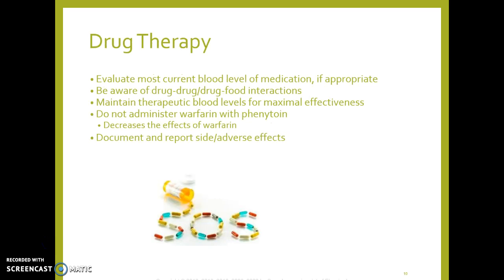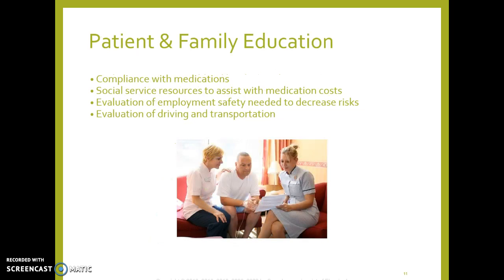With drug therapy, the one thing I really want you guys to see here is that Dilantin is never administered with warfarin, also known as Coumadin, which is a blood thinner, because it decreases the effects of warfarin in the body. So it's really important that you know that and are aware of that.